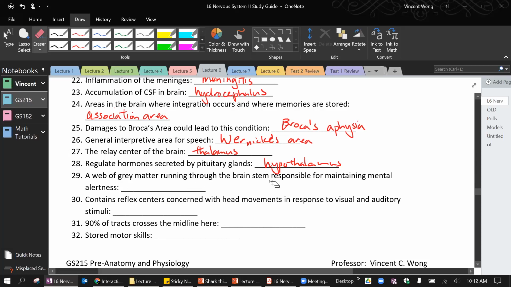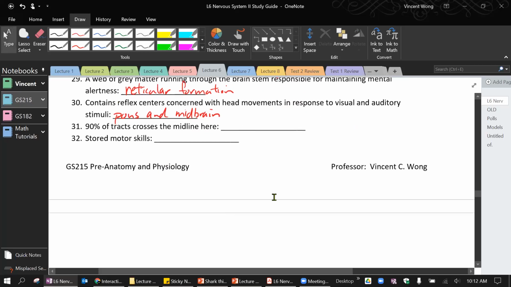A web of gray matter running through the brainstem, responsible for maintaining mental alertness. That is the reticular formation. Contains reflex centers concerned with head movement in response to visual and auditory stimuli. That could be the pons and the midbrain. Midbrain is on top of the pons. Medulla oblongata is below the pons, and 90% of the tract will cross the middle here.